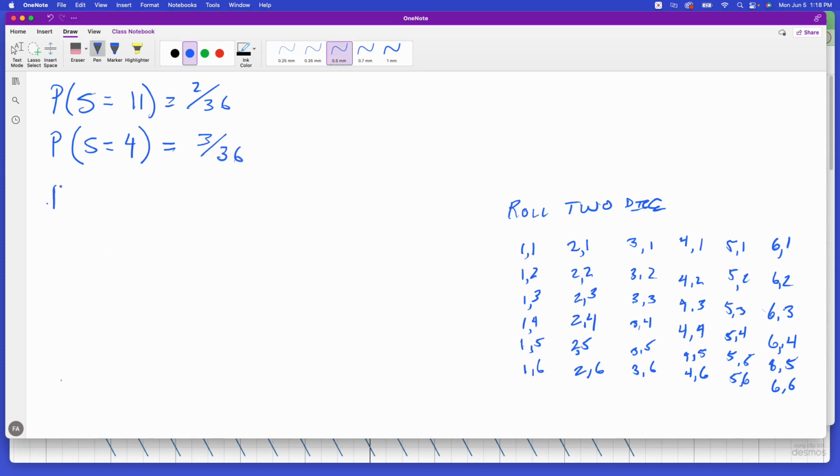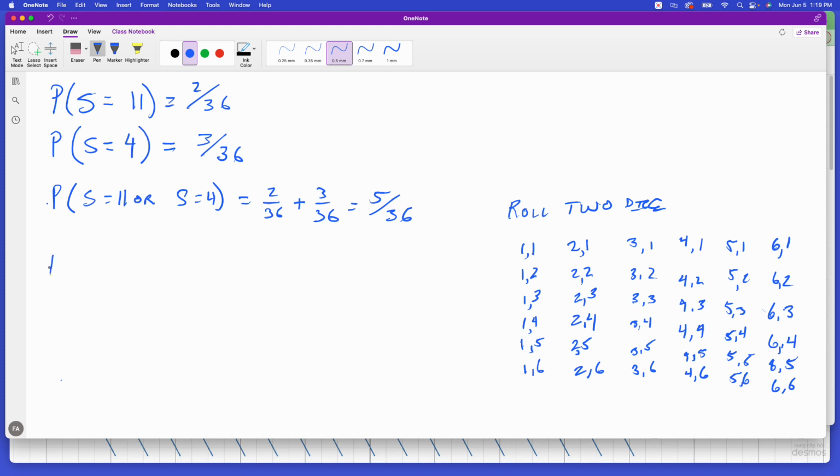So what's the probability of getting a sum of 11 or a sum of 4? That would be 2 over 36 plus 3 over 36, which gives us 5 over 36, because those events are disjoint. There's no overlap between those two situations.